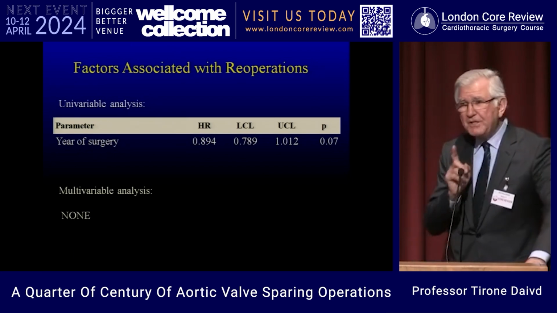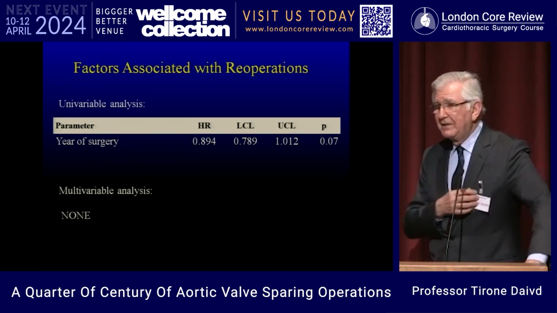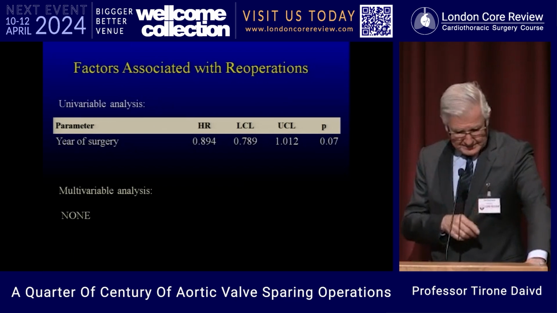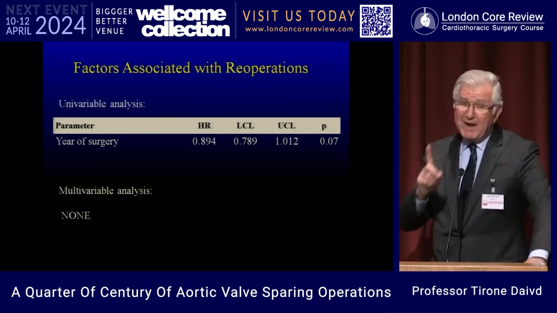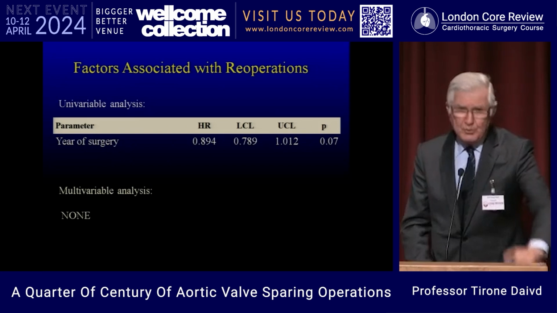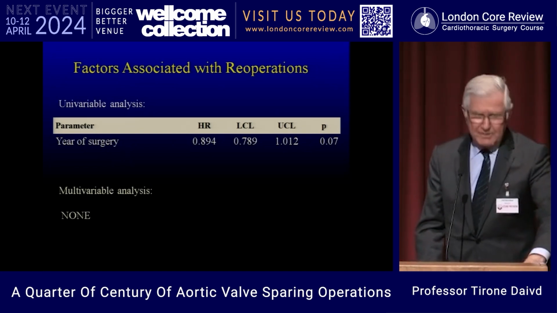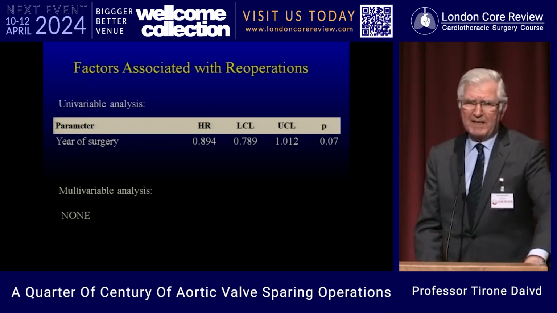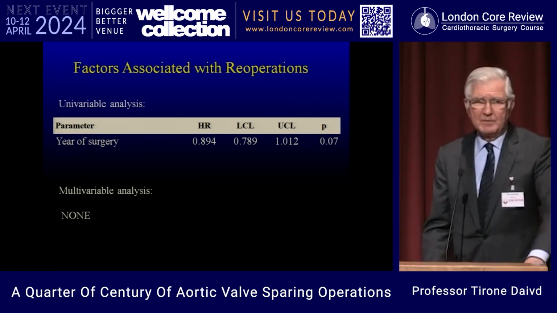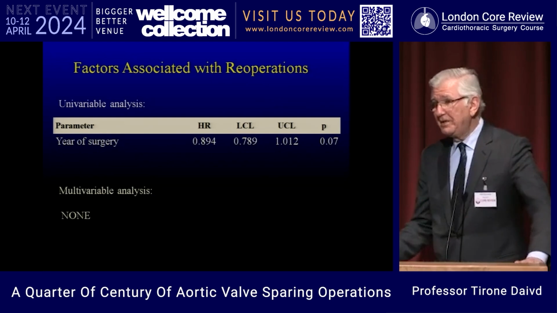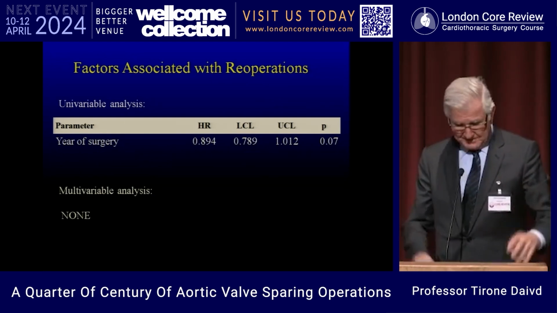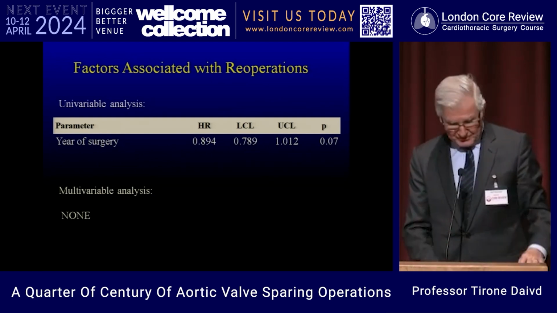The only predictor of reoperation by univariate analysis, univariable, not multivariable, was the year of the operation. But it was a negative one. It was below 1, which is, am I getting sloppy? Am I getting old? Luckily, it didn't affect the multivariable.